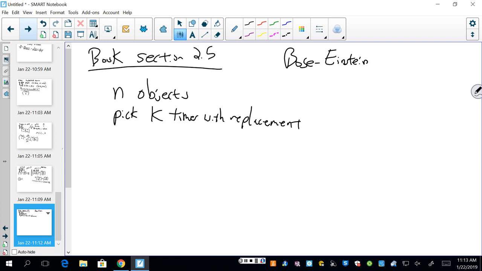K objects, or maybe sometimes these are called types. In the application to particles, there could be different types of particles, and you're going to pick different particles. You pick k times with replacement. Replacement, in the example of particles, there's a huge number of particles, so picking one doesn't really diminish the number in any meaningful way. If you go from 10 billion down to one less than that, it's not changing the mix so much. So we think about it as with replacement, but order doesn't matter.